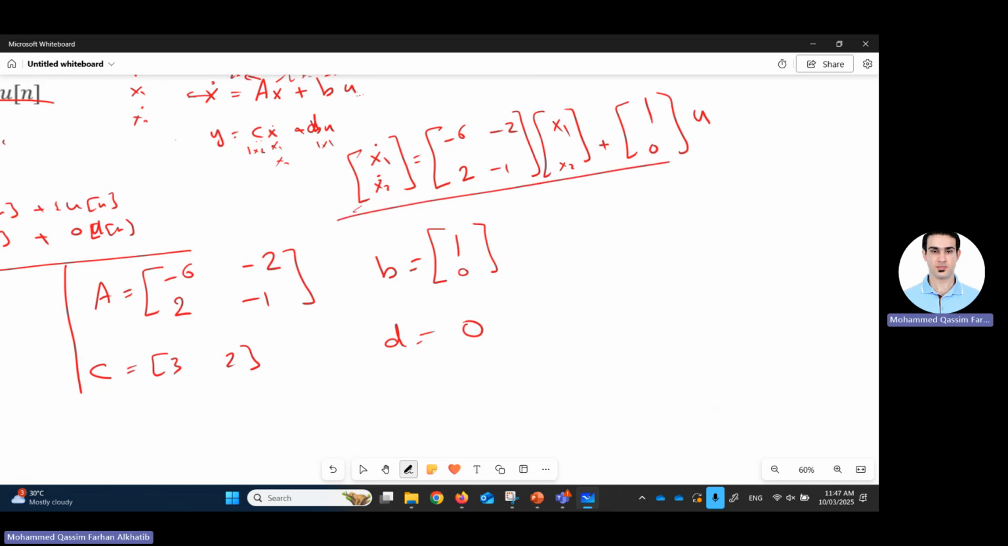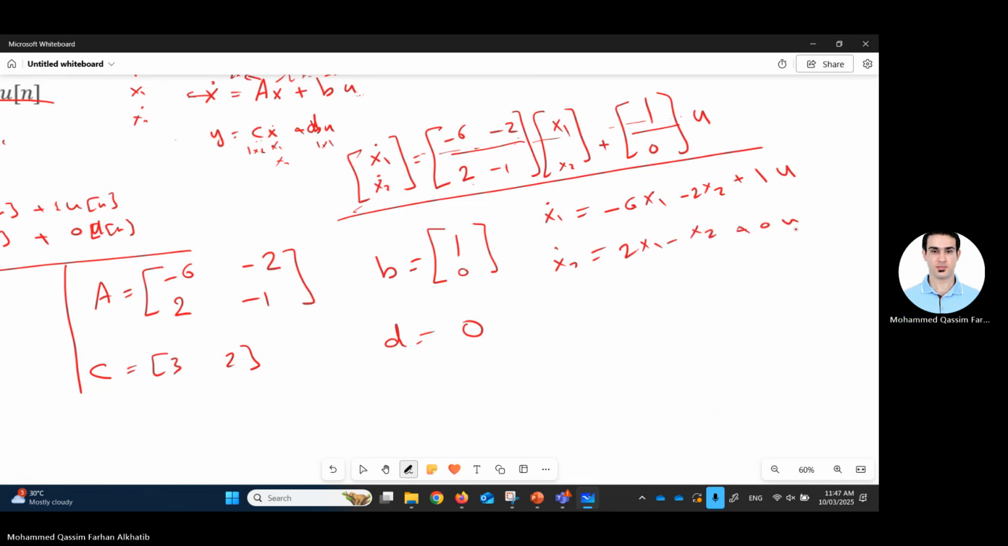Okay, now solve this matrix. So x1 prime equal, basically I'm going to consider the first row here for this matrix. So it's going to be negative 6x1 minus 2x2 plus 1 u. So I consider the first row in these matrices. Now x2 prime equal 2x1 minus x2 plus 0 u. And that's going to be exactly the same that was given before.